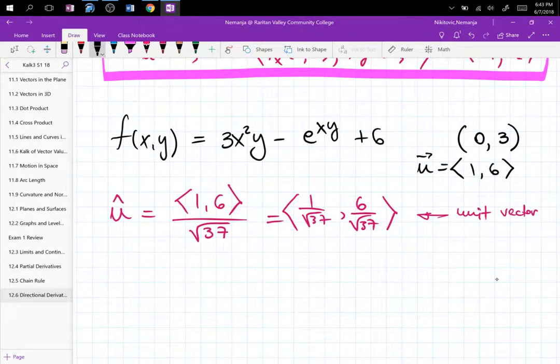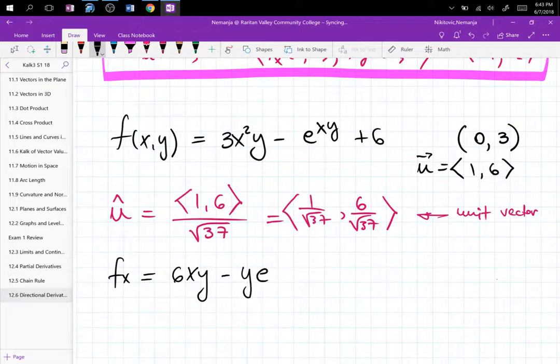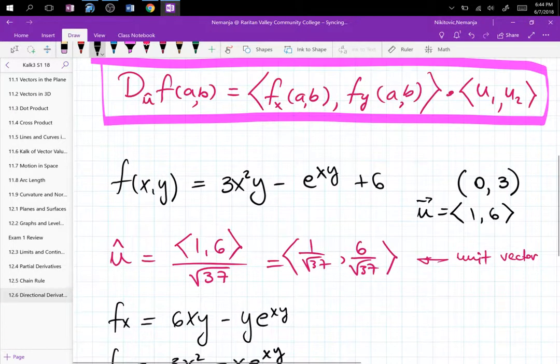So, to compute the directional derivative, I need two partial derivatives. I need fx and I need fy. So fx is 6xy minus y e to the xy, and fy is 3x squared minus x e to the xy. So these are my derivatives. And as you can see in the formula, you're supposed to compute those partial derivatives at the point at which you are standing. So now I have to compute these partial derivatives at 0, 3, meaning every x is replaced by 0, every y is replaced by 3.